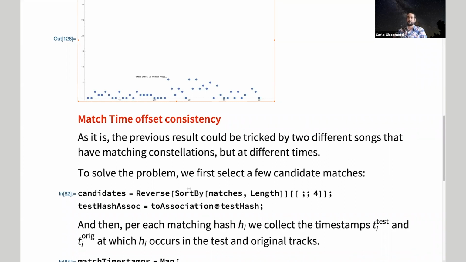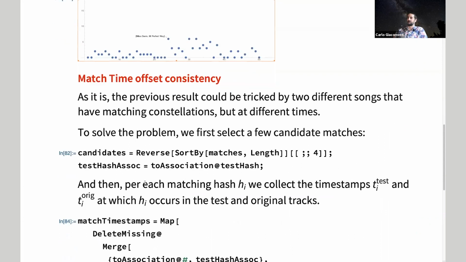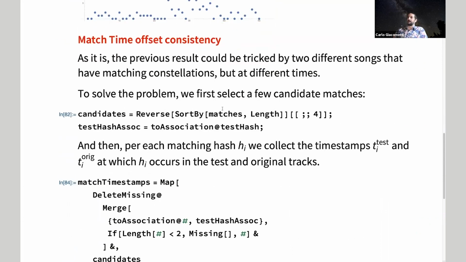To solve the problem, we finally can use those absolute times that we stored in our collection. So to start, we select a few candidates and we sort them by number of matches. And in this simple example, we just get the 4 candidates with the most matches.